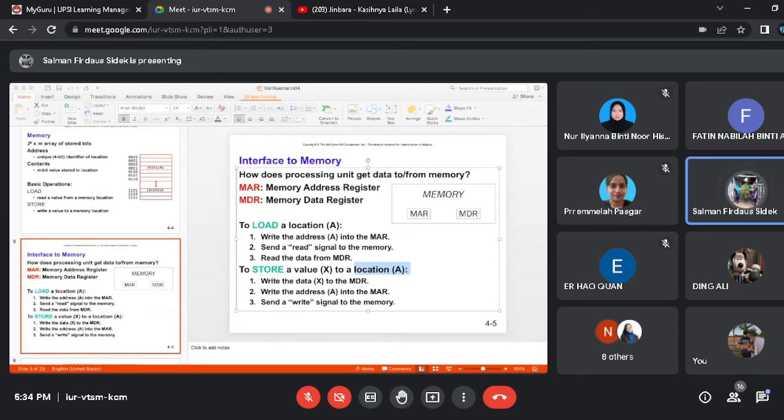Tak apalah, mungkin dia pergi toilet kot. Okay, siapa lagi yang nak? Siapa lagi yang ada nama saya nampak ni? Siti Hajar, okey.